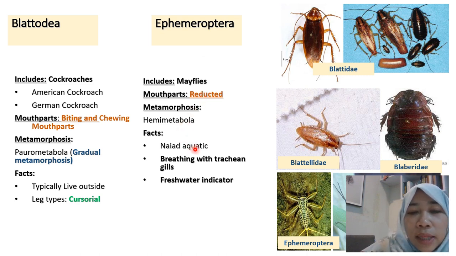The naiad is aquatic. This insect is used as a freshwater indicator. So when you see the Ephemeroptera, this is the naiad of this insect, and then this is the adult of this insect. The naiad is in the water, and then the adult is free living in the air.